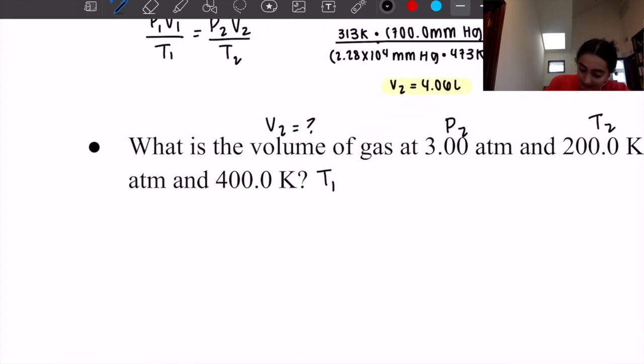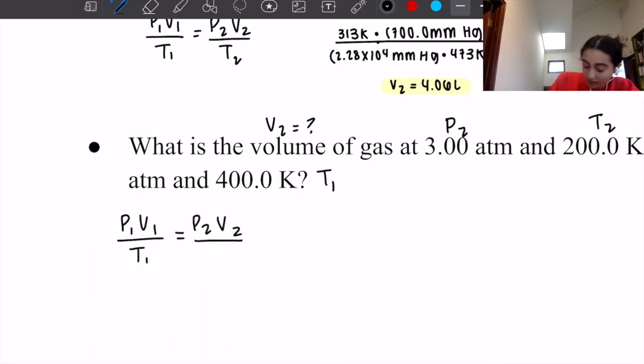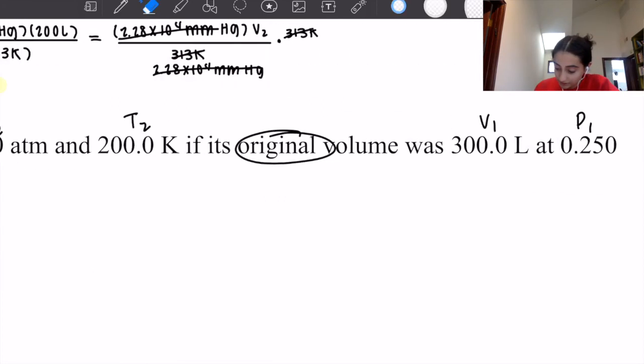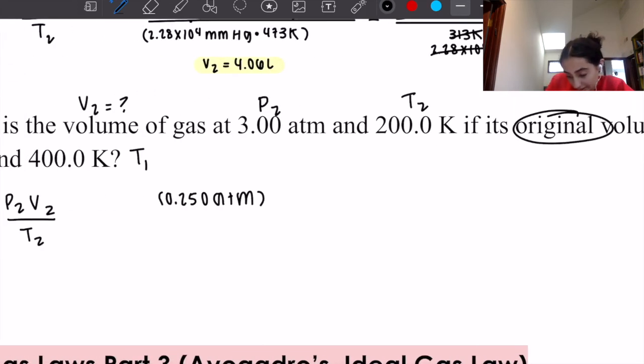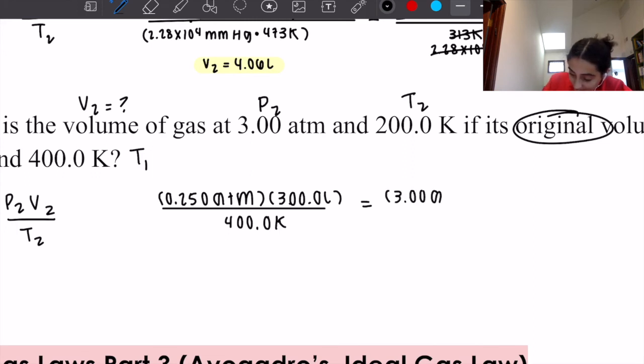So now let's write out the combined gas law. P1 V1 over T1 equals P2 V2 over T2. And let's substitute what we have. I'm going to do the initial first. I have 0.250 atmospheres times 300 liters over the temperature of 400 Kelvin. And that equals 3 atmospheres times V2 over 200 Kelvin.